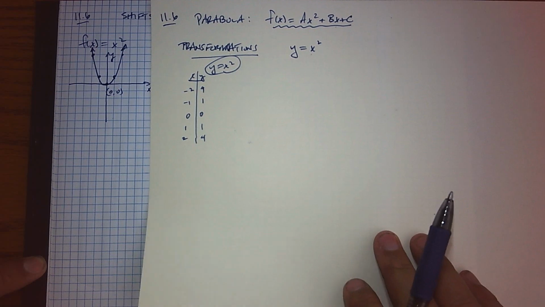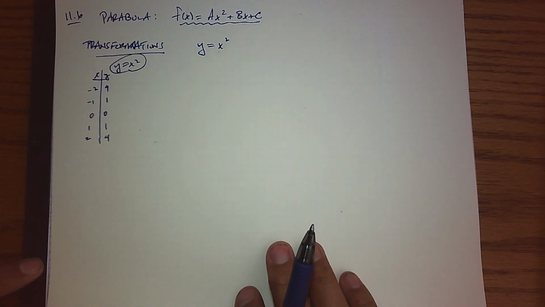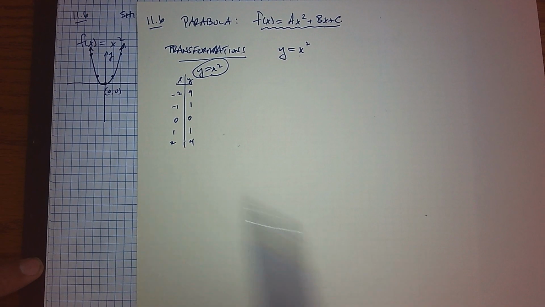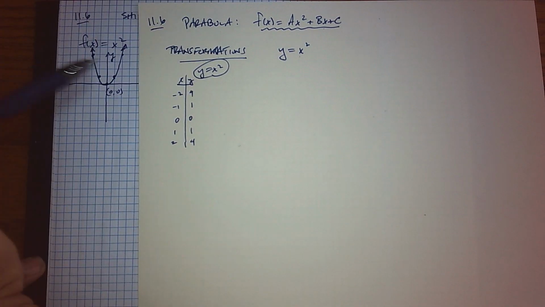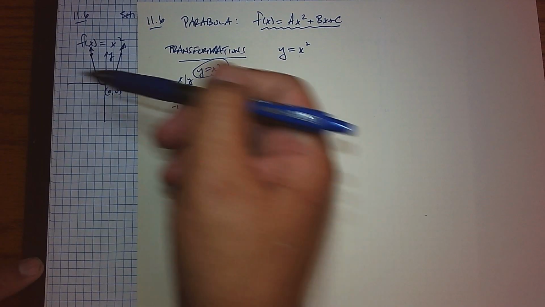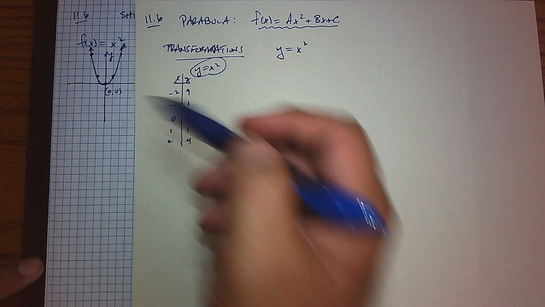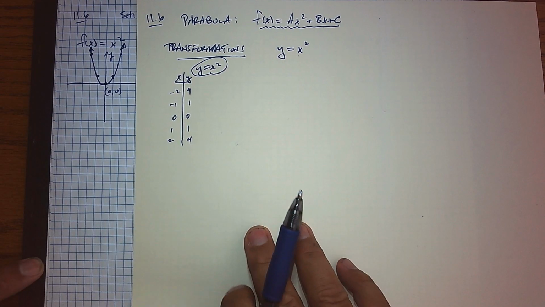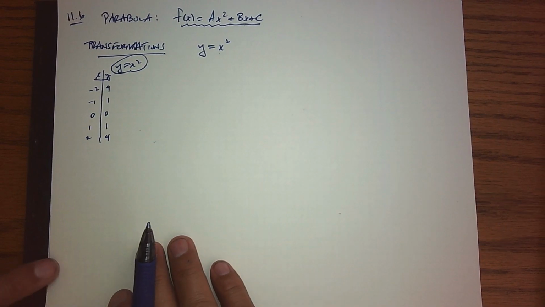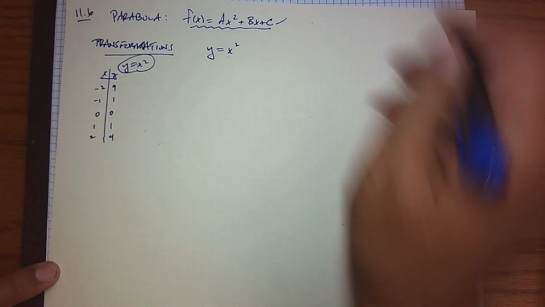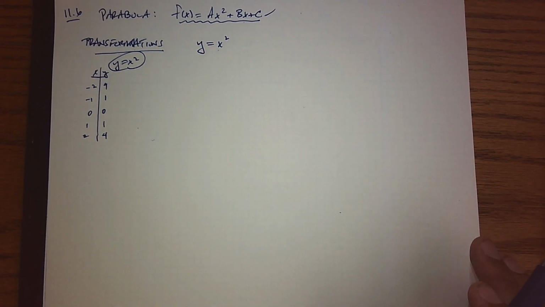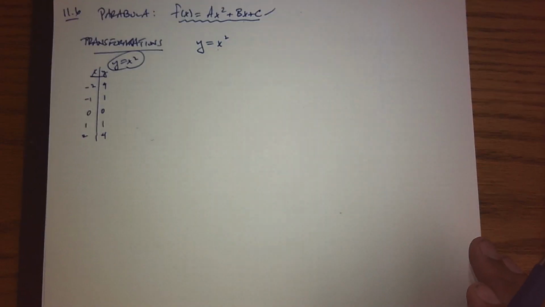So how do we transform that basic shape? Well, we're either going to take this shape and move it up and down, move it right or left, or flip it around so it's pointing downwards. Those are all the transformations we're going to do so that I can create any other parabola that we know out there. So how do we do that?